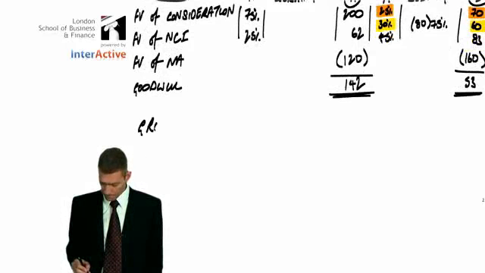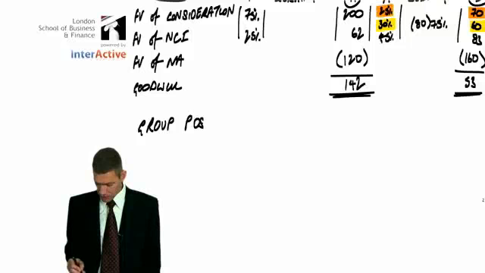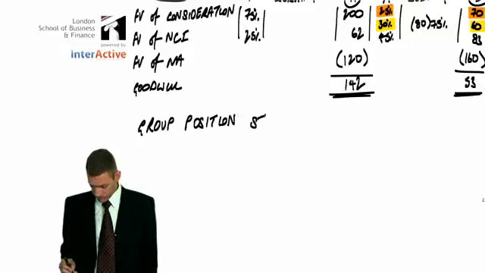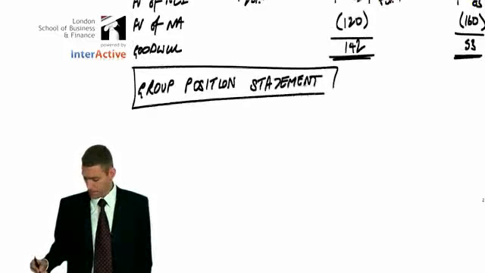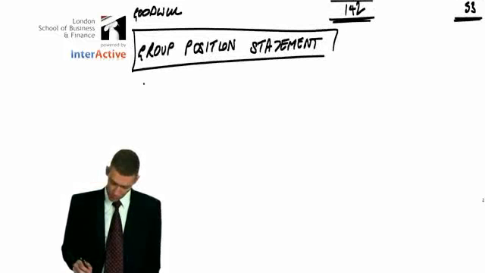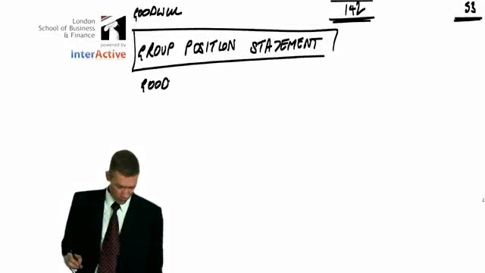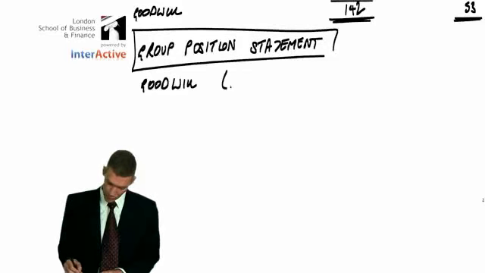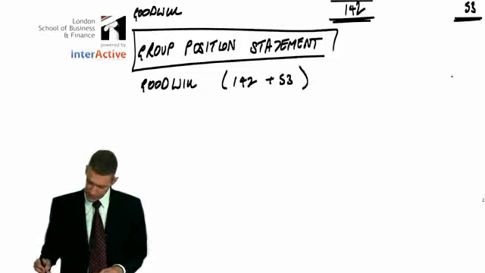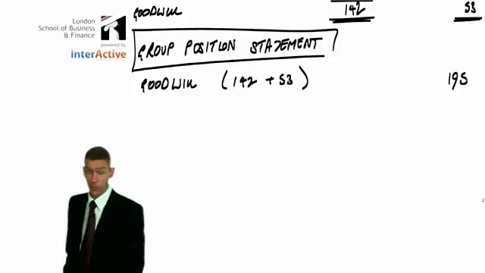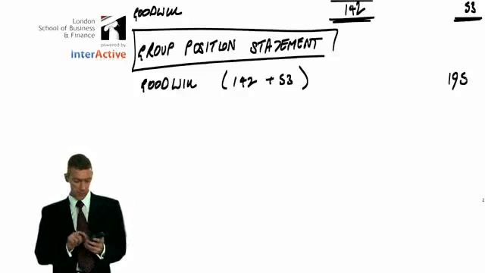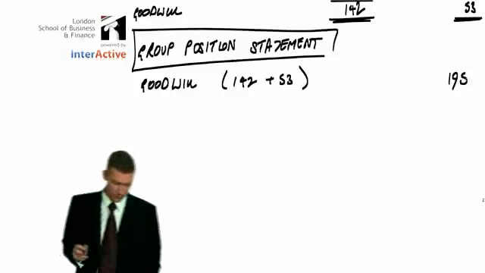So group statement of financial position, or whatever you want to call it. Goodwill. Two goodwills. 142 plus 53 gives 195 if my calculator's working now. 195. It does look like 195, doesn't it? I wonder if I've got that right. Plus 142. Oh, 195. Goodness me.